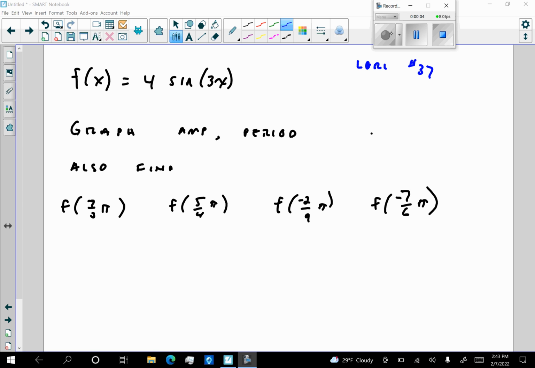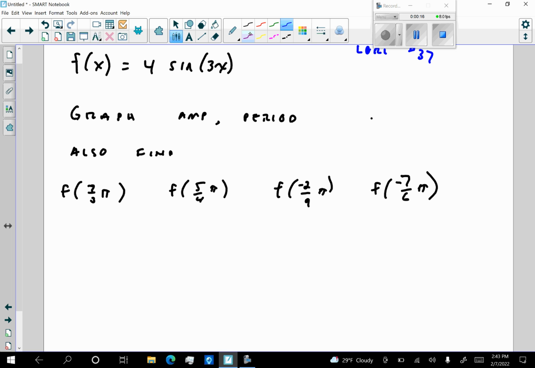Okay, so let's review how to graph this particular function, 4 sine of 3x. And then we're going to evaluate that particular function at some function values, these guys here. So the first thing we need to find here is the amplitude. The amplitude is easy to find. It's just the absolute value of 4, which is 4.